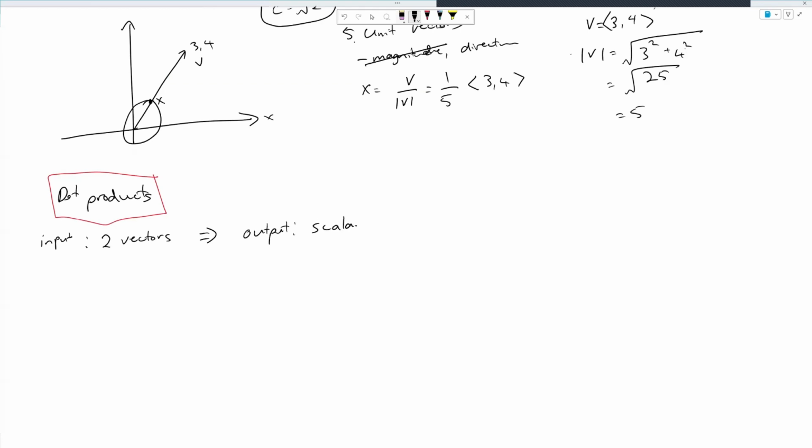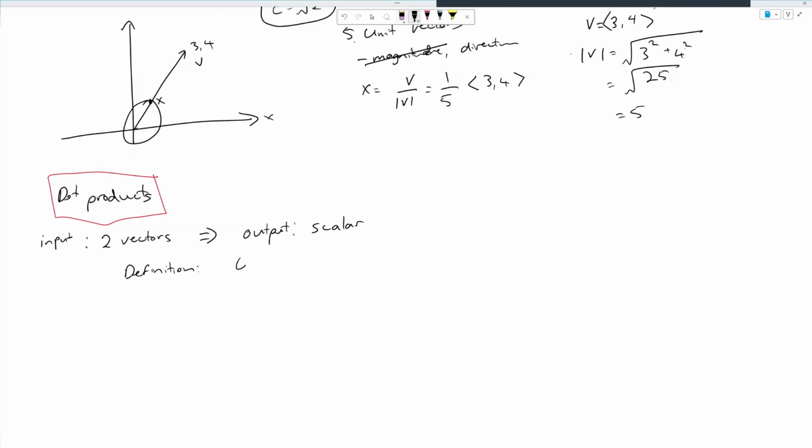I keep saying scalar, but I didn't explain it. A scalar is essentially just one number. It doesn't have a particular direction. It just gives you like 3, 4, 5, 6, 7. It just gives you one number. Okay, the proper definition for dot product here.